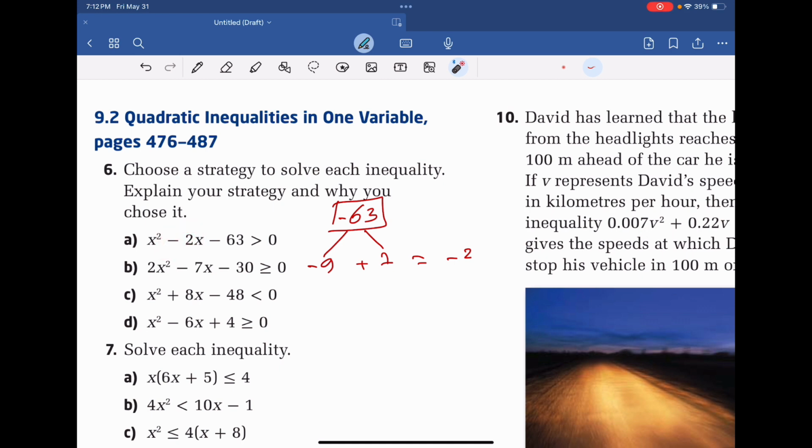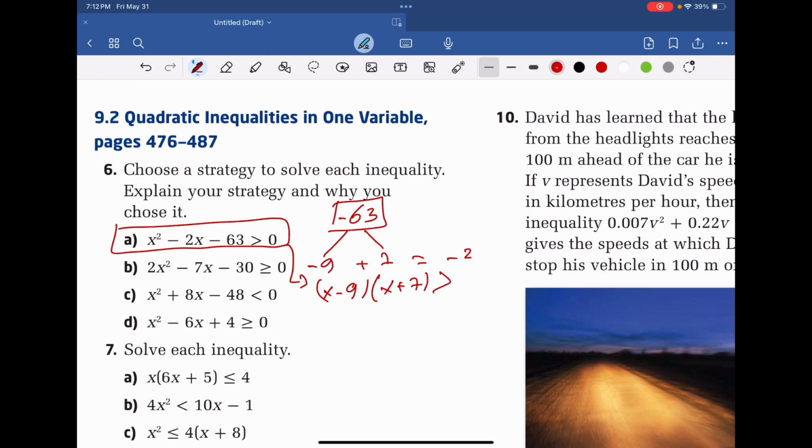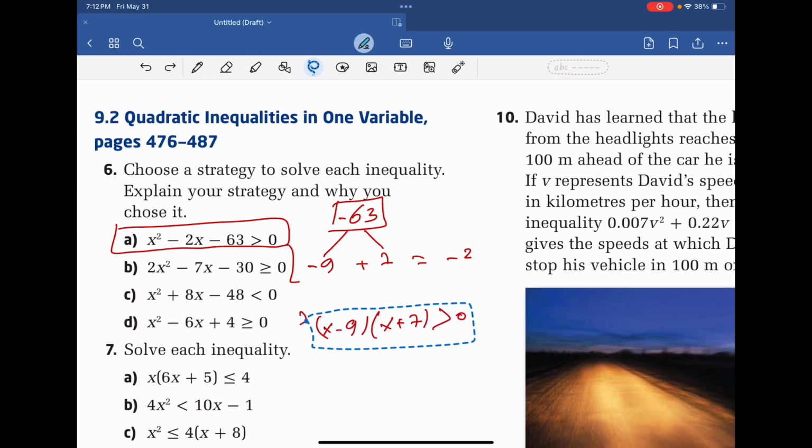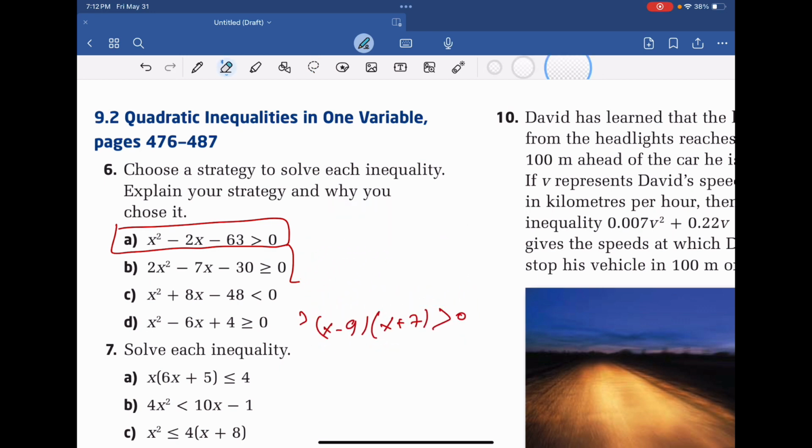Perfect. So this inequality will be x minus 9 times x plus 7 greater than 0. So I just factorize my expression, which gives me this. So my inequality again is this.